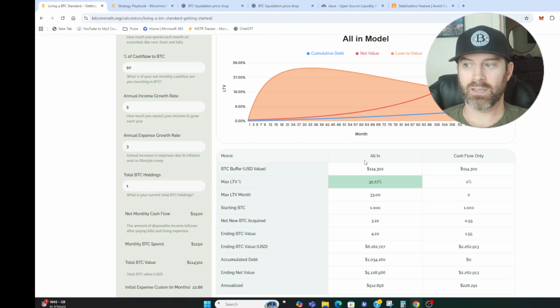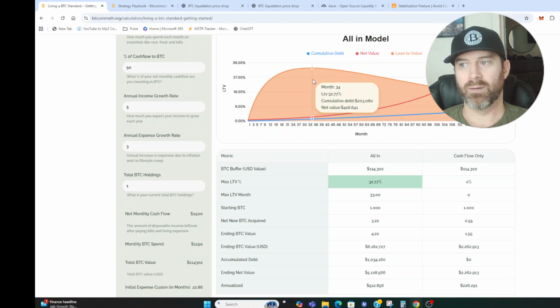So that's why you see that this max LTV is only 32.77%. And that happens here in, what is this? Month 34. So if all of these numbers played out, Bitcoin grew exactly at that amount, etc., then the max LTV you would ever hit would be about 33% and then start coming down.